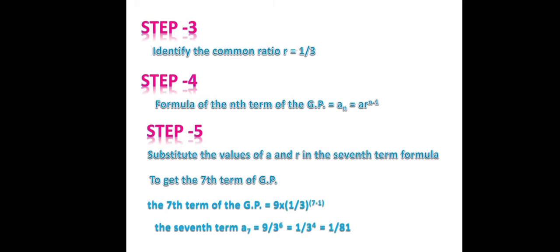of 6, which is equal to, 9 can be written as 3 square, no? So you will get the answer as 1 by 3 to the power of 4, which will be equal to 1 by 81. So the seventh term will be 1 by 81.